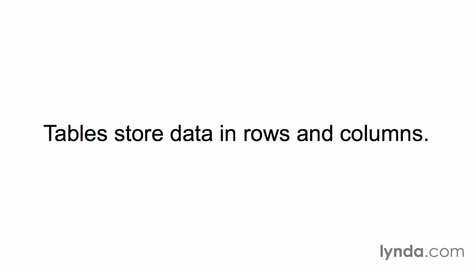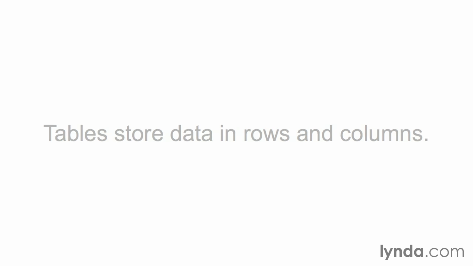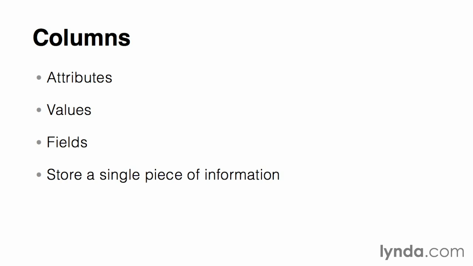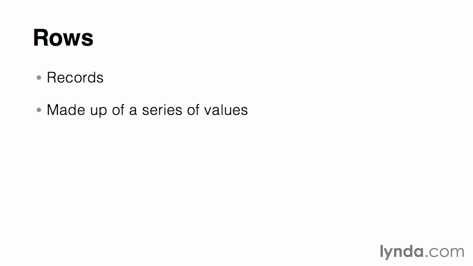These rows and columns go by different names in different database systems, and it's not uncommon to hear people interchange them in conversation, but they all mean essentially the same thing. The vertical columns sometimes go by the name attributes, values, or fields, and they store a single piece of information such as the first name or last name of the employees in your organization. The horizontal rows most commonly go by the name records, and every record is made up of a series of values stored in the intersecting columns.